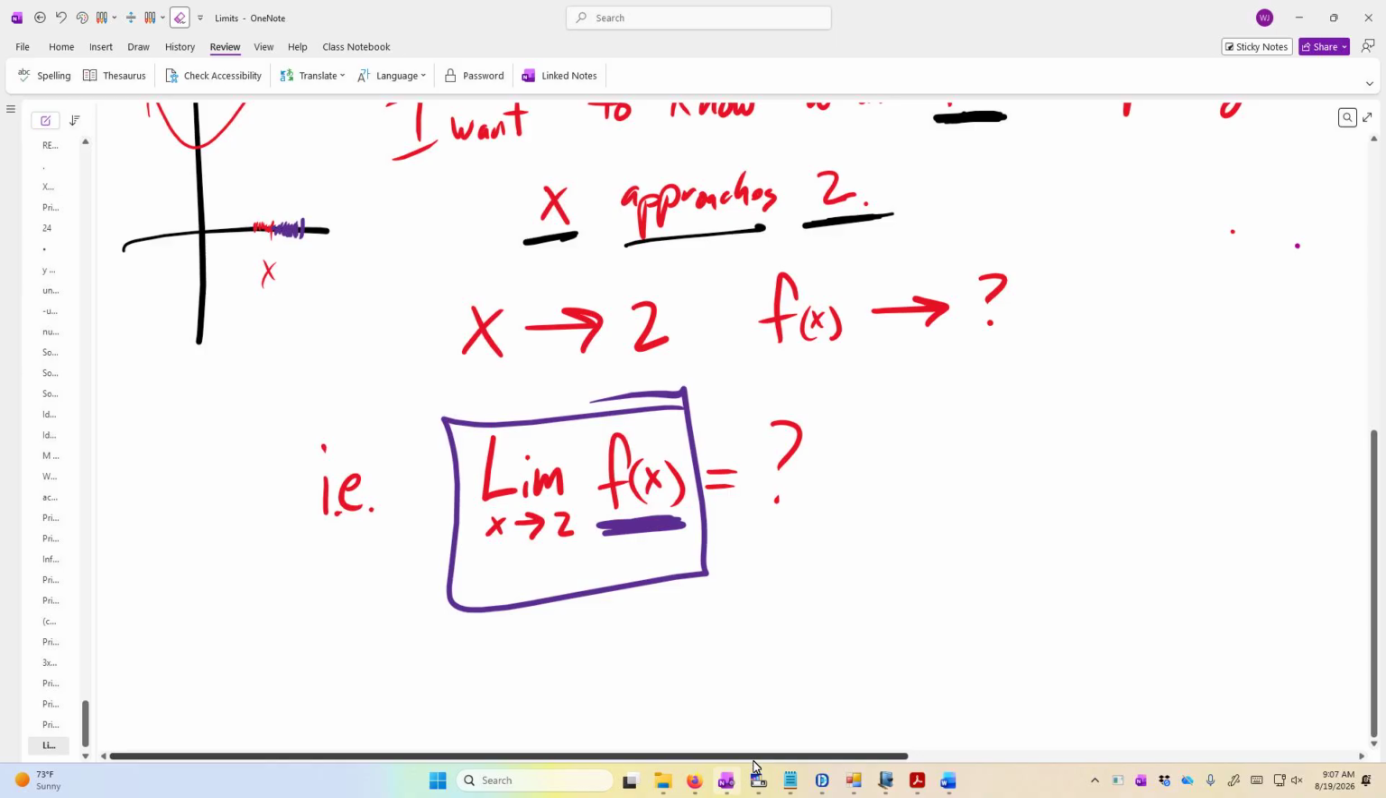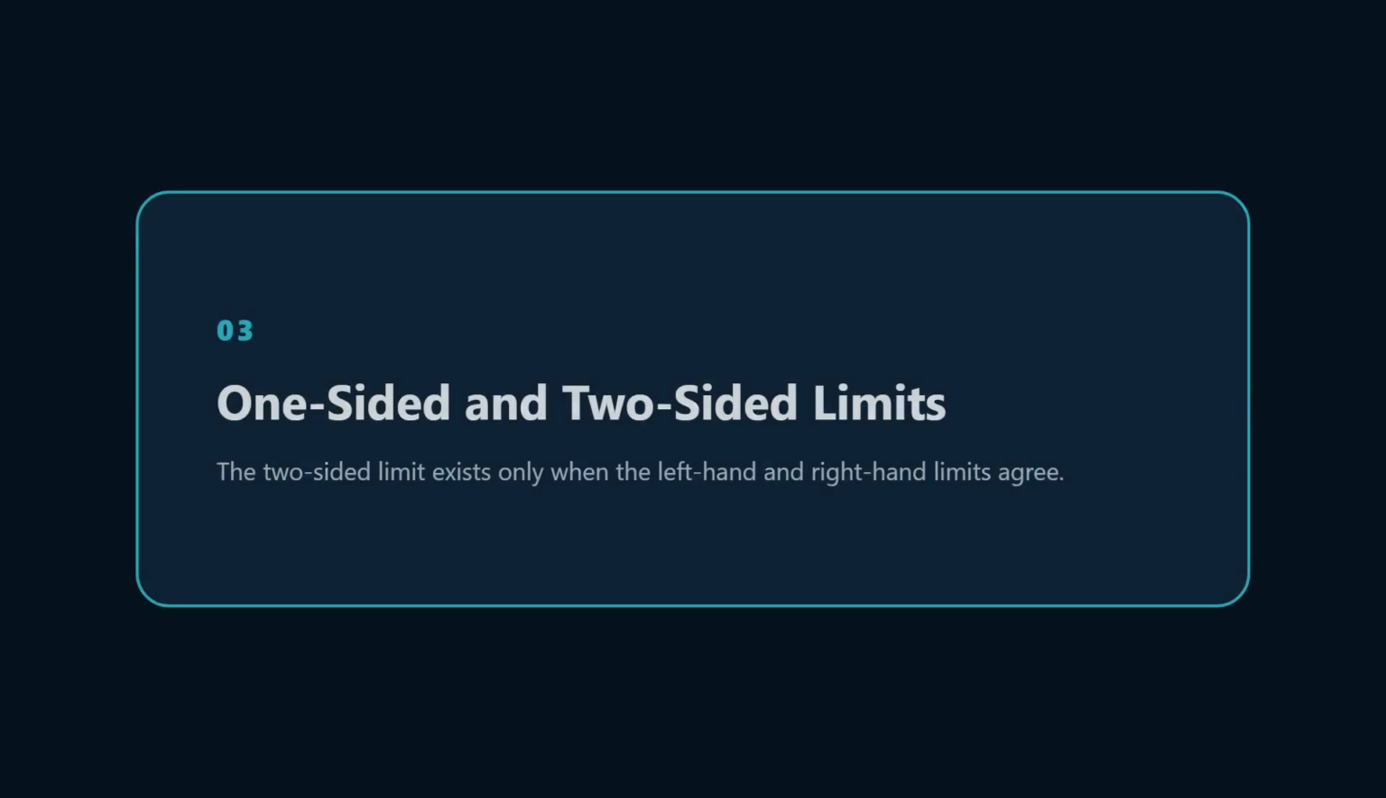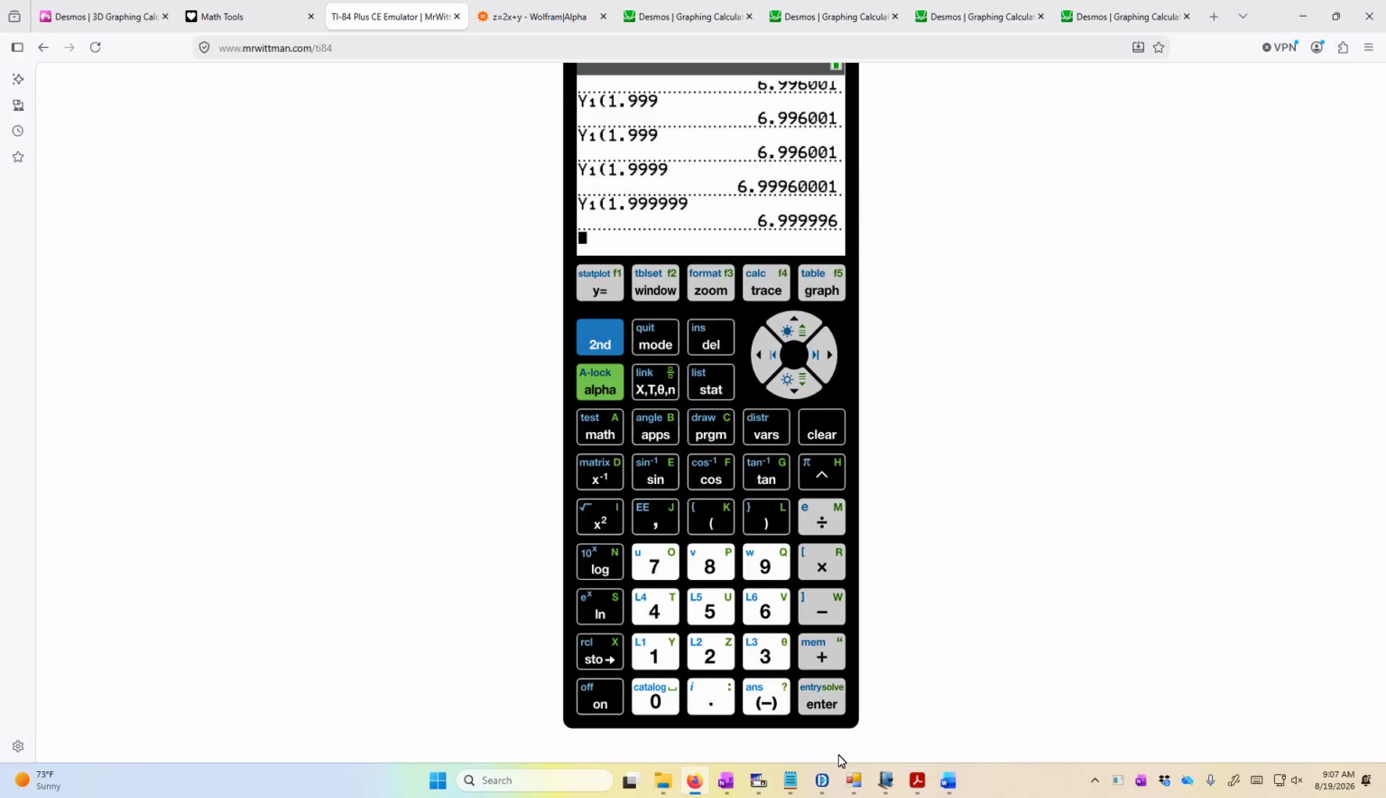So whatever this function is, we think this is getting closer and closer to 7, even though we have no idea what happens at 2. And we don't care what happens at 2. All we care is what's happening as we get closer to it. We actually only approached it from the left side, numbers less than 2. We also need to approach it from the right side, numbers greater than 2.